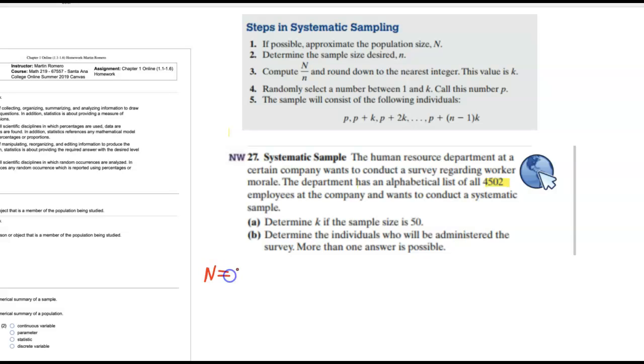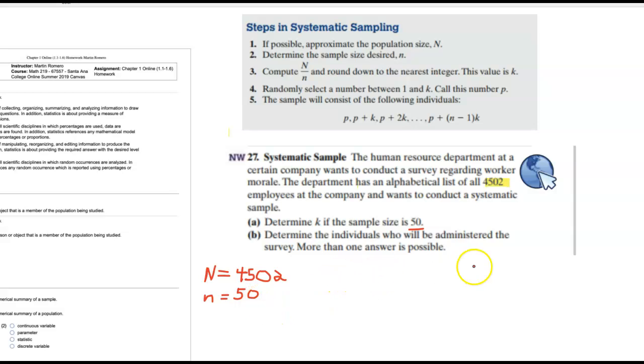And so now we know we have 4,502. Excuse my writing, I'm using a mouse, that's what's a little crooked. The next thing is we want to determine a sample size. In this case, the department wants to conduct a systematic sample, determine K if the sample size is 50. So our little n is 50. You can imagine we have all those 4,500 employees and we want to take 50 of them.